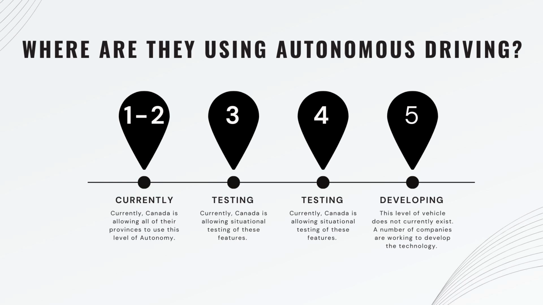Where are they using autonomous vehicles? Right now, everywhere in Canada has access to level 0 through 2, but only Quebec and Ontario have access to levels 3 and 4. No one has developed and deployed a level 5 autonomous vehicle for operation in Canada, as currently the program requires the ability of a human pilot to take over control.